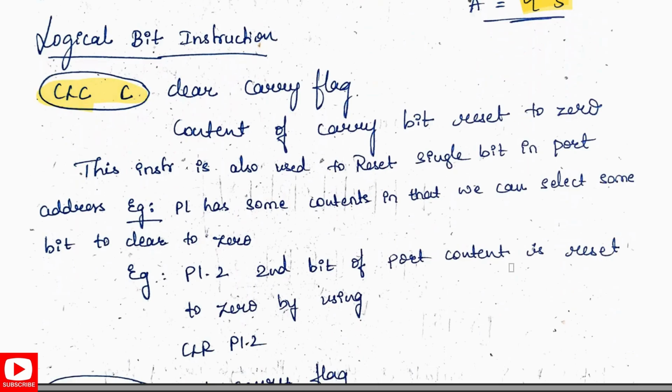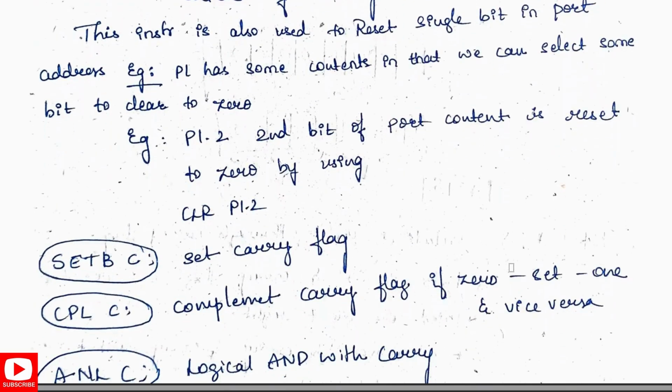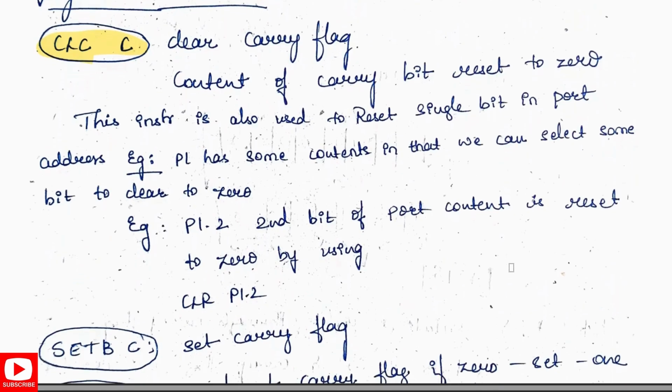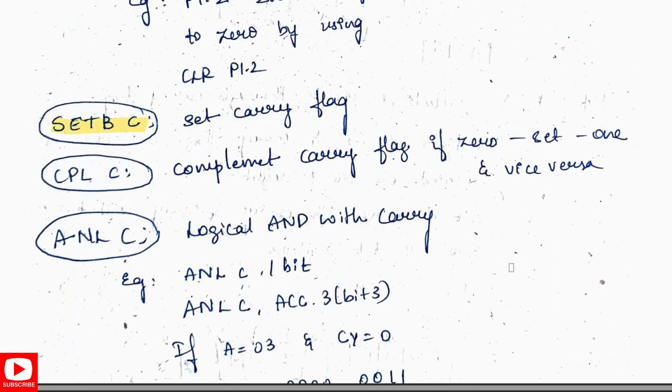That is, the contents of the carry bit are reset to 0. This instruction is used to reset a single bit in the port address. That is, P1 has some content, and we select some bit to clear to 0. P1.2, the second bit of the port content, is reset to 0 by using CLR P1.2, for clearing the carry flag. Next, SETB, set B, that is, set the carry flag.